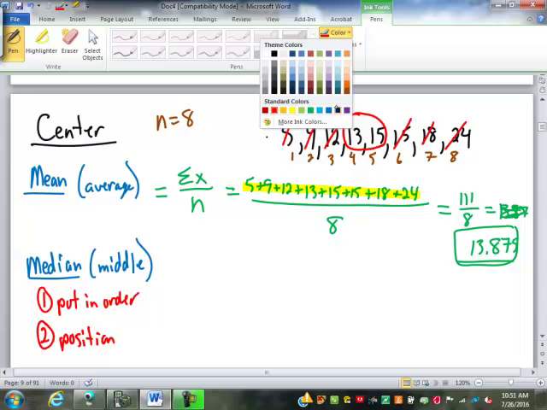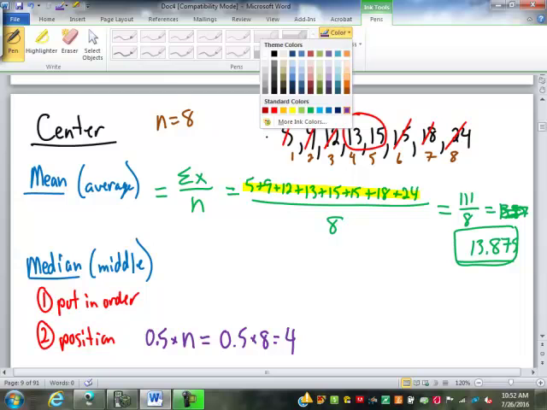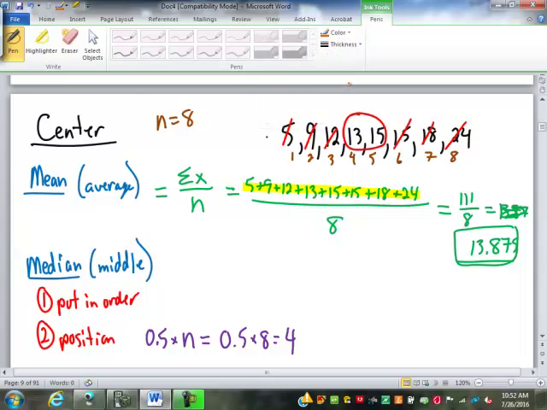If it were a larger set of data, though, it might be difficult to find the position of that center. So to find the position, what we do is this. 0.5, which is 1/2, right? Times n. This tells us how many numbers are smaller than the median. So 0.5 in this case times n, which would be 8 for this set, is 4.